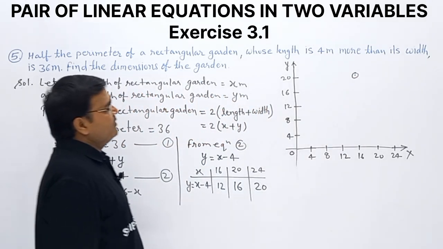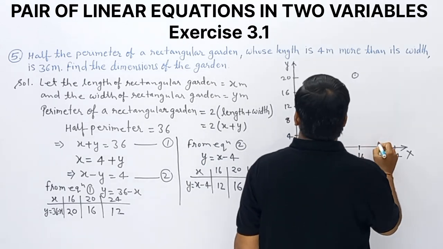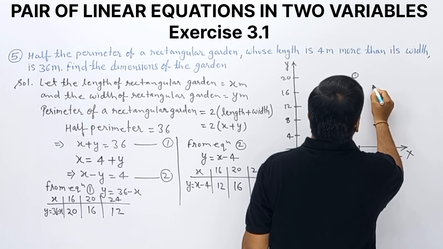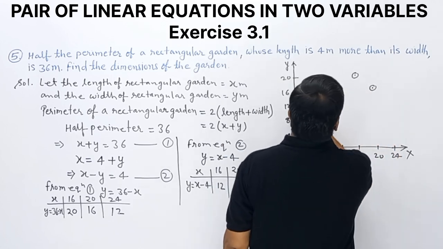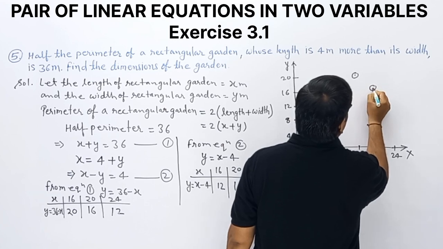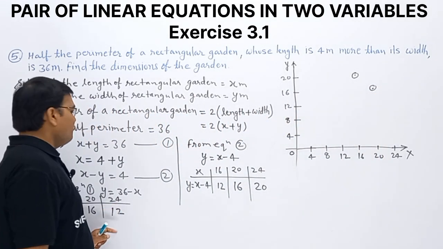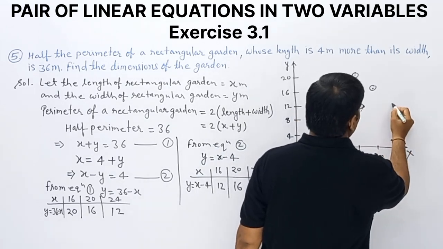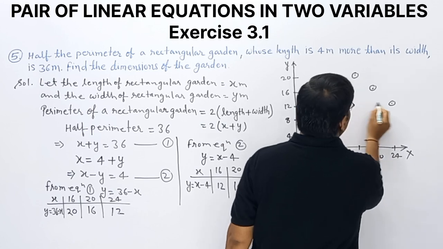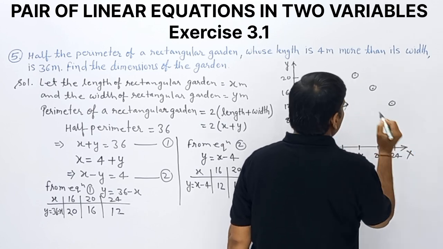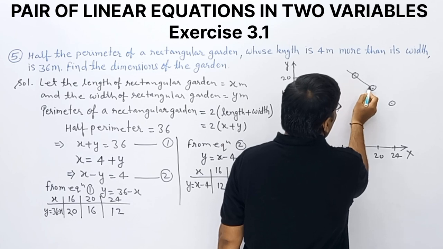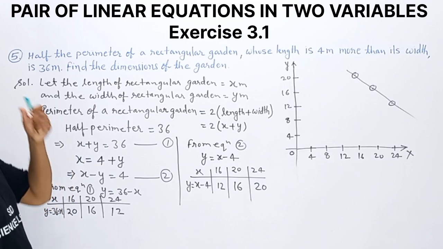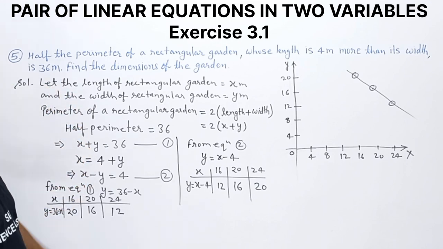Now 20, 16. X is 20, Y is 16. We are getting this point there. Clear? This is the 20. This is 16. Next one, 24, 12. 24 and 12 will be there. It means we are getting this point there. Clear? Once we draw on the graph paper, we will get exact points. Connect all the points. We get a straight line like this. This is the graph of equation number 1.